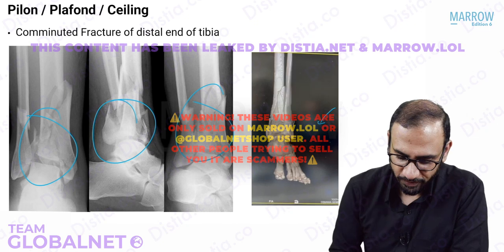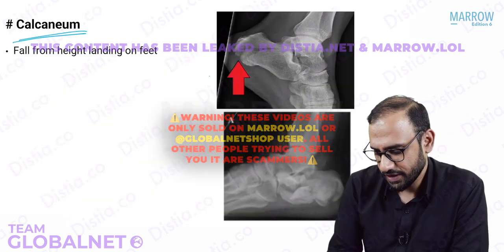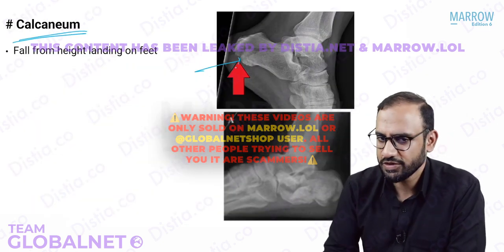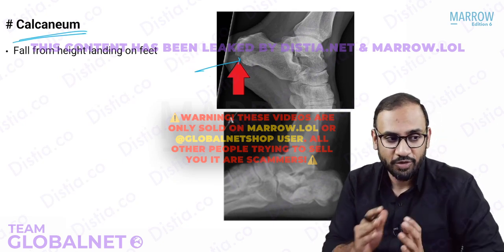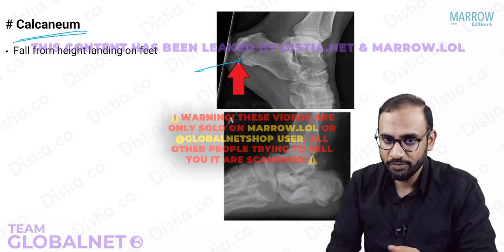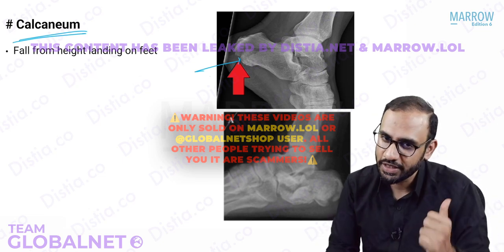Right? Now, moving on. Calcaneum fractures. This is clear. Calcaneum fractures usually occur because of fall from height. This is the most commonly fractured tarsal bone. There are two MCQs here. Most commonly fractured tarsal bone is calcaneum. Most commonly dislocated tarsal bone is talus.